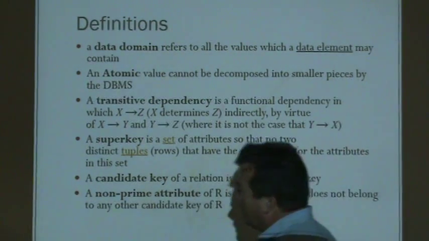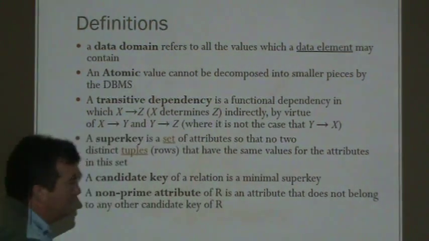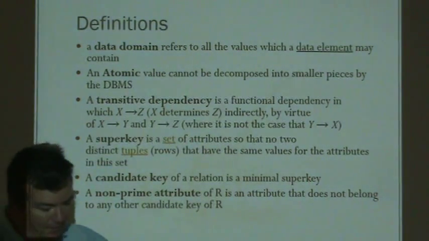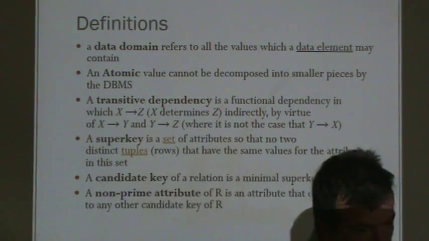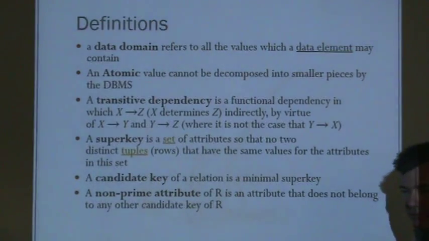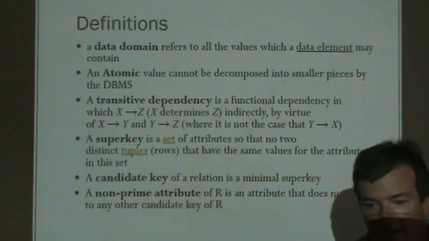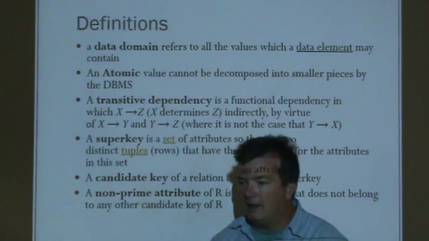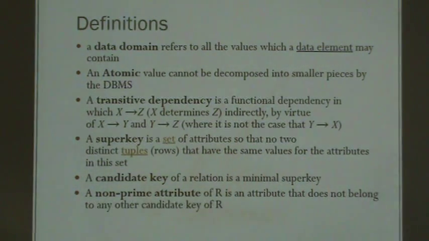And then a non-prime attribute in a relationship is an attribute that does not belong to any candidate key in the relationship. In other words, its value is determined by other fields. It is not in any way needed to determine any other value. So we call that a non-prime attribute.